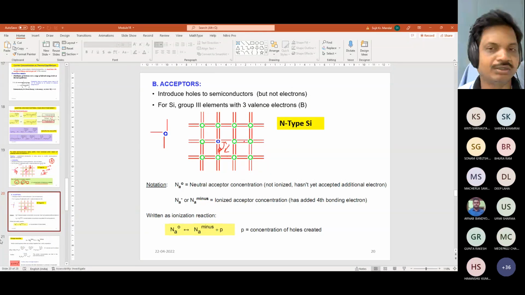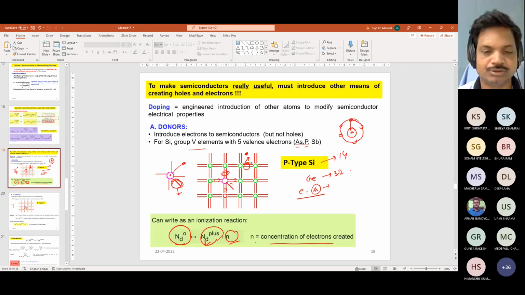Now we were discussing doping in semiconductors, and I started to discuss the donor type doping, where atoms from group 5 of the periodic table are doped into a semiconductor like silicon or germanium, right?